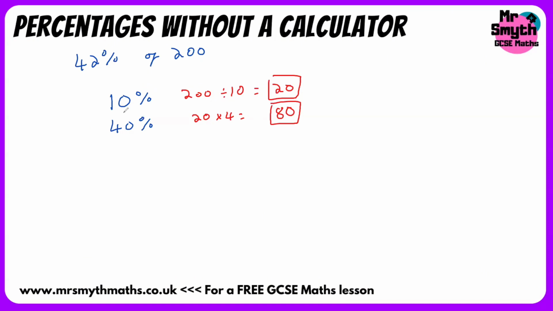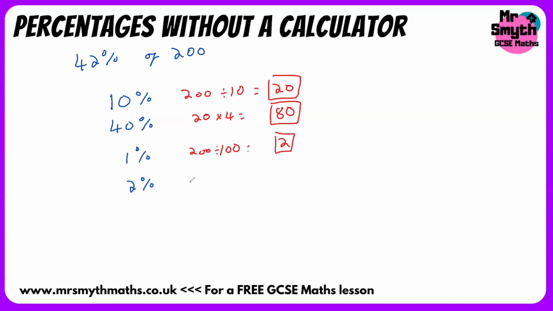Okay, so I've worked out 40, so I need this bit here. Next, we want to work out the 2%. So let's work out 1% first, and then let's scale up to 2%. So for 1%, we're going to take the 200, divide by 100, because we know that divide by 100 is 1%. That's going to give us 2.